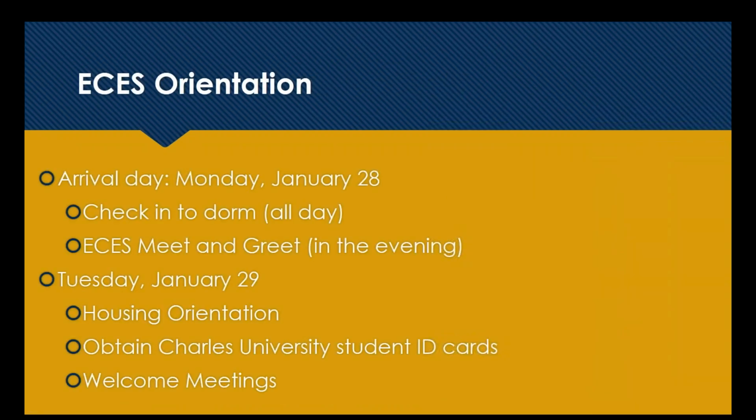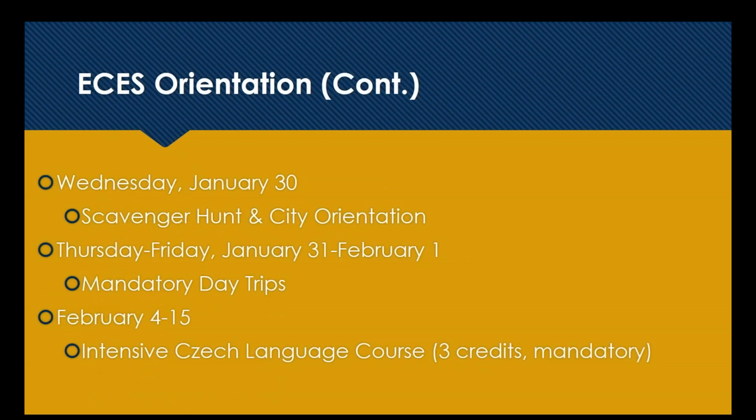There you go. So orientation. Again, arrival day is the 28th. In the evening, we always have a meet and greet, which is optional. You can come to a local pub with us. You can buy yourself some traditional Czech food if you'd like. It's a good chance to meet the other students. And then on Tuesday, you'll have your housing orientation. You'll be able to get your ID card, and then you'll have your welcome meeting where we'll go over more important information about the program.